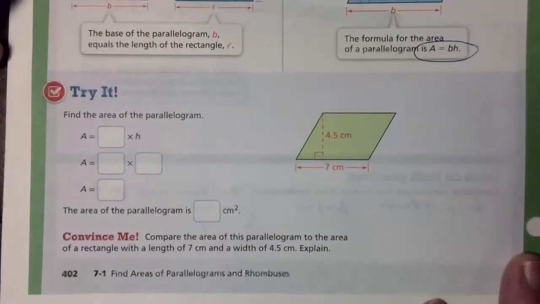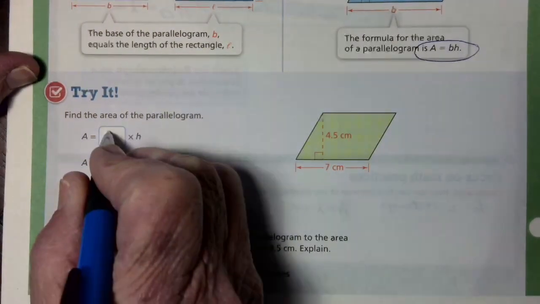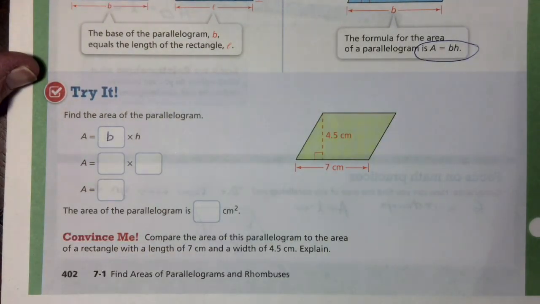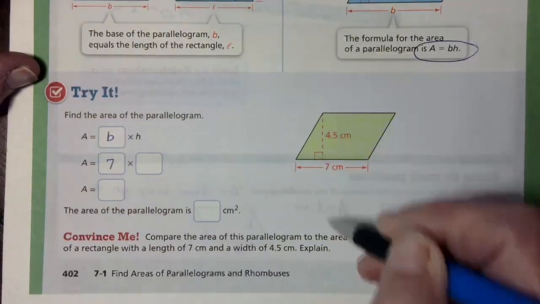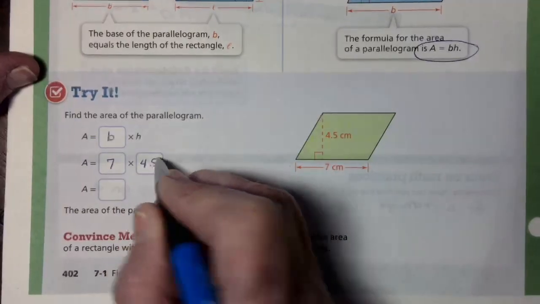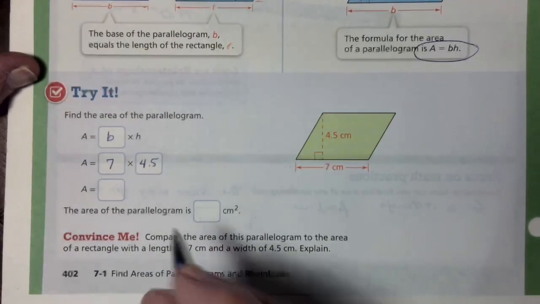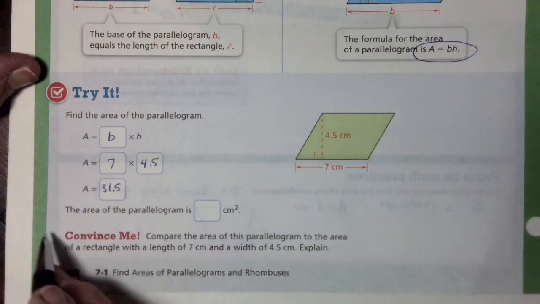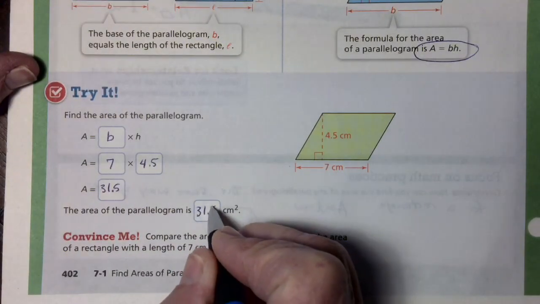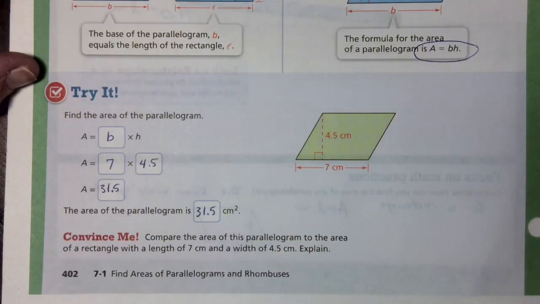Alright, come down here to the try. Find the area of the parallelogram. The area is B times H. The B is 7. The H is 4.5. And then you can either do that by hand or you may use your calculator. And I get 31.5. So the area is 31.5 centimeters squared. Centimeters times centimeters is square centimeters.